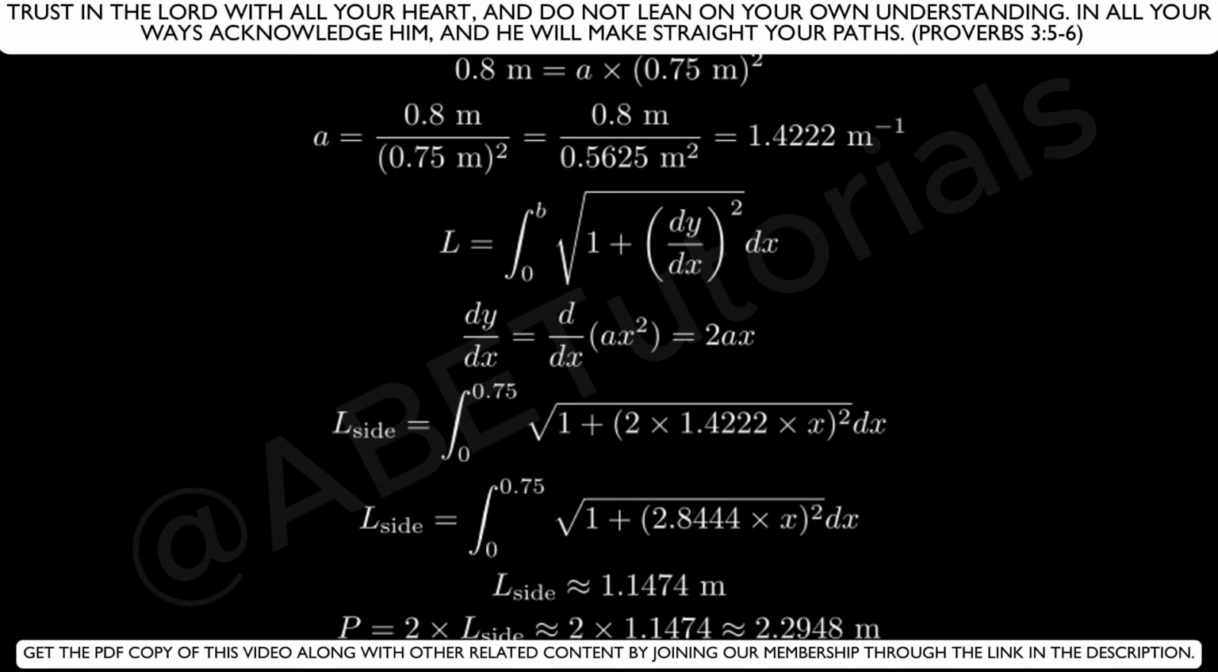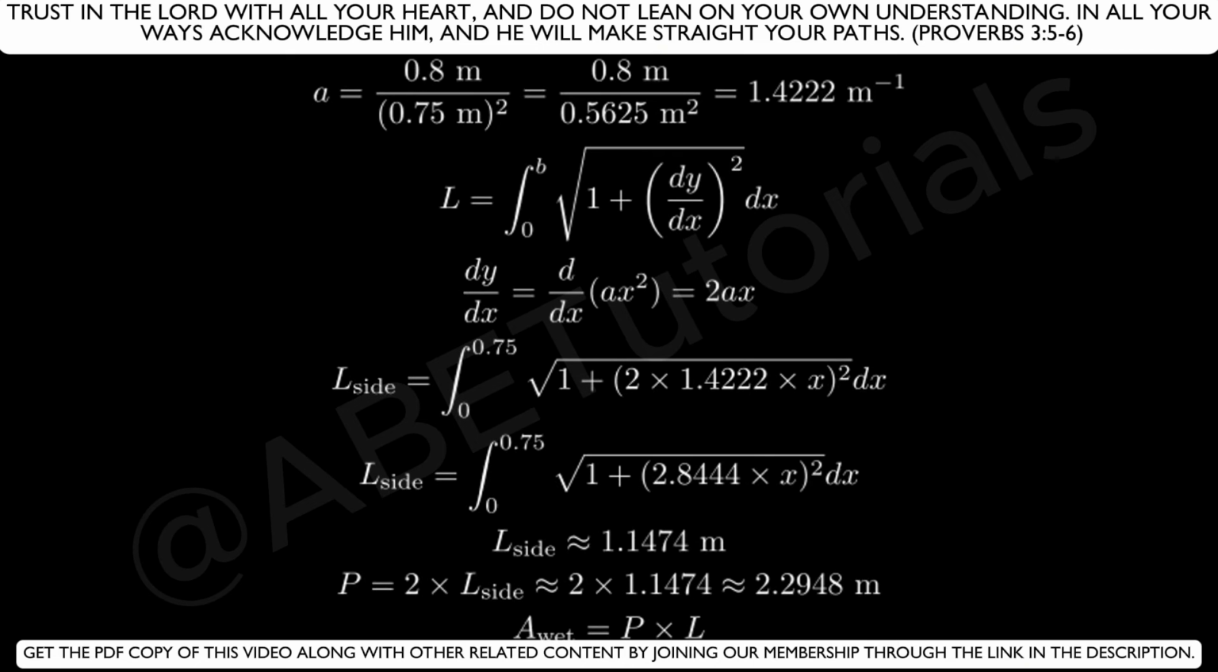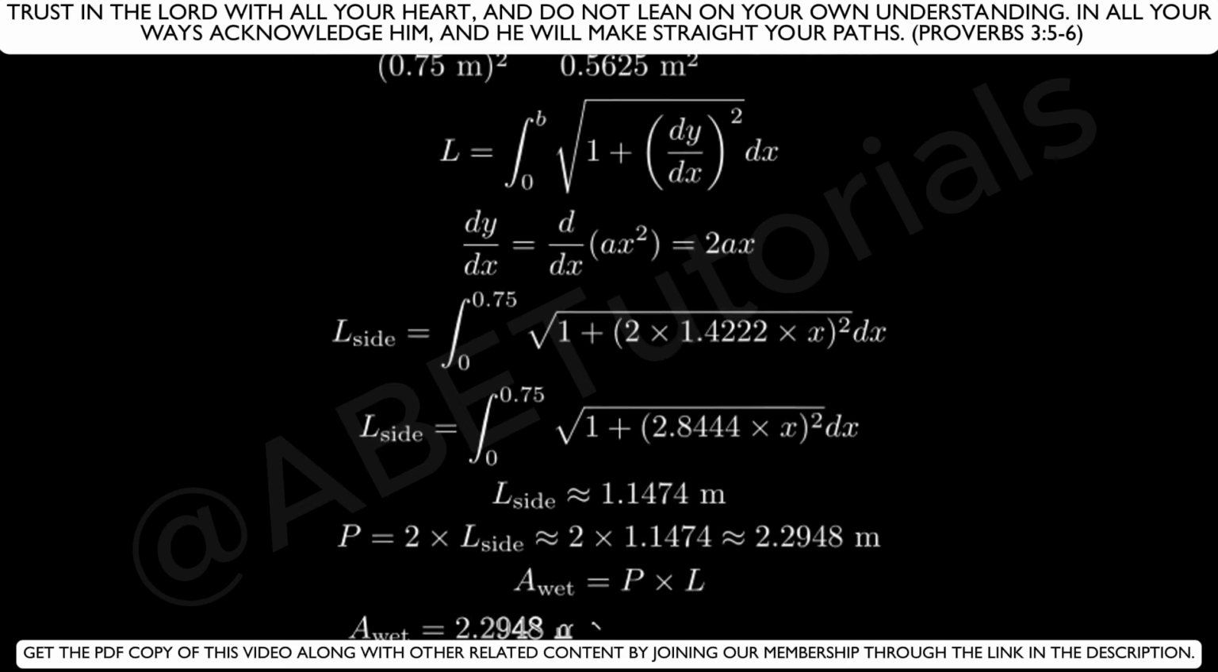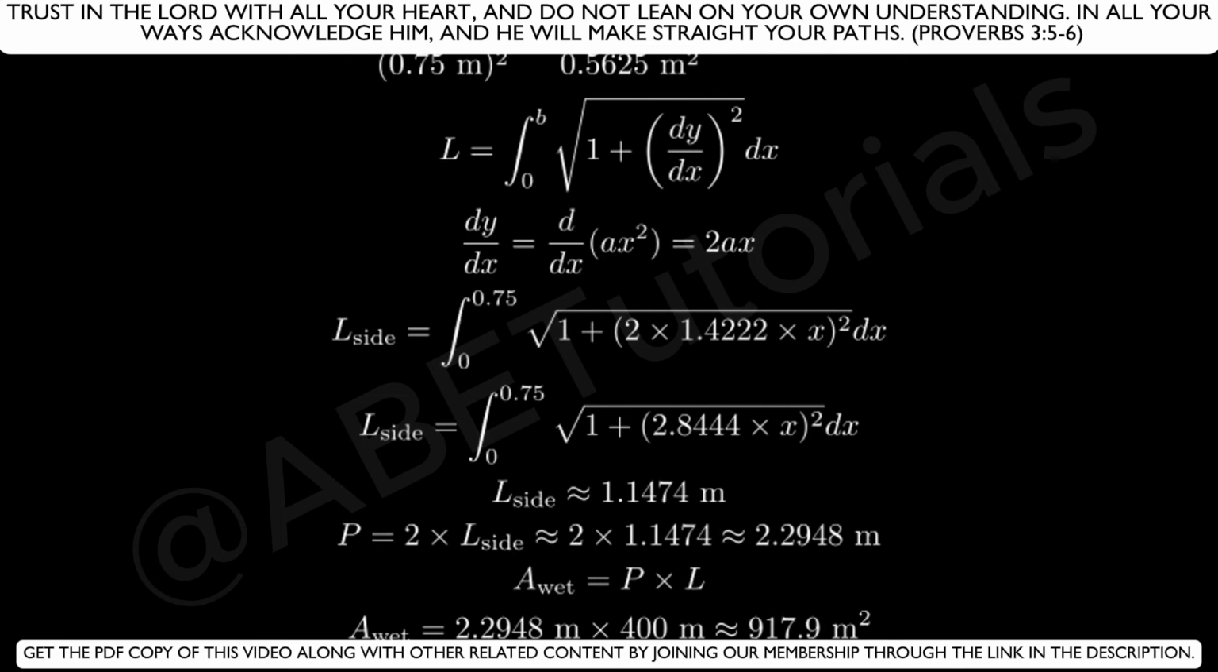Now, we need to calculate the total wetted area along the entire length of the canal. The wetted area equals the wetted perimeter times the length of the canal. A wetted equals P times L equals 2.2948 meters times 400 meters, which is approximately 917.9 square meters.